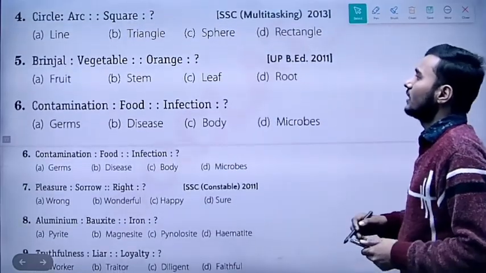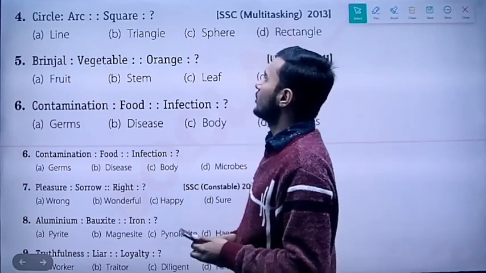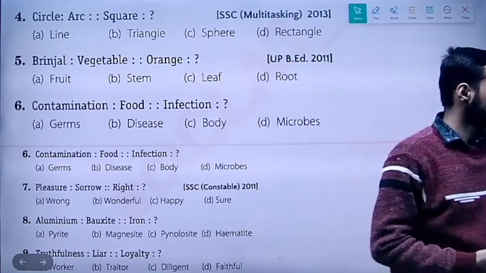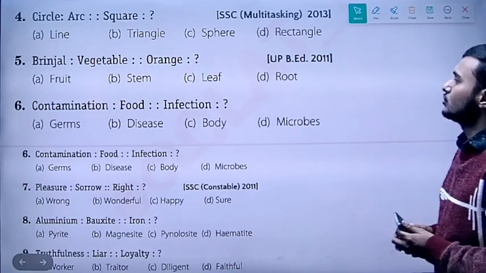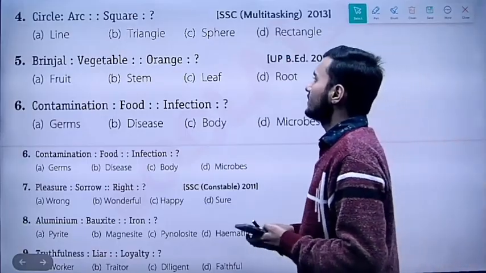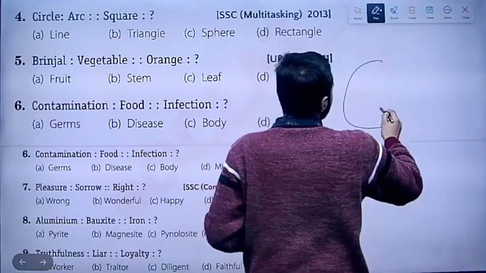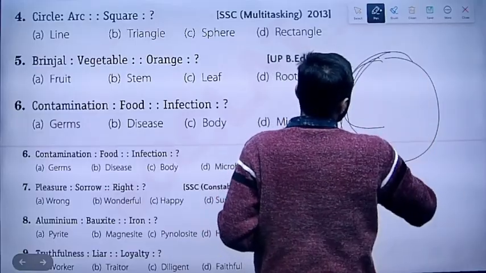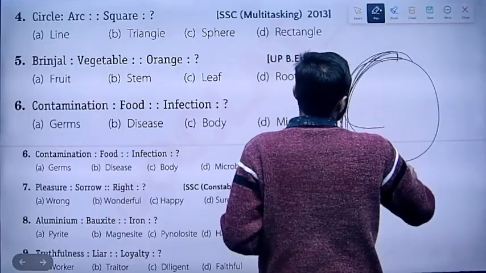Next question is circle is equal to arc, then square is equal to what? Option A line, option B triangle, option C square, option D rectangle. See, in this question, what is the relationship? What is arc? Arc is part of circle. If we look at this, we can say that this is the arc and this is the whole circle, and this part of a circle is known as arc.